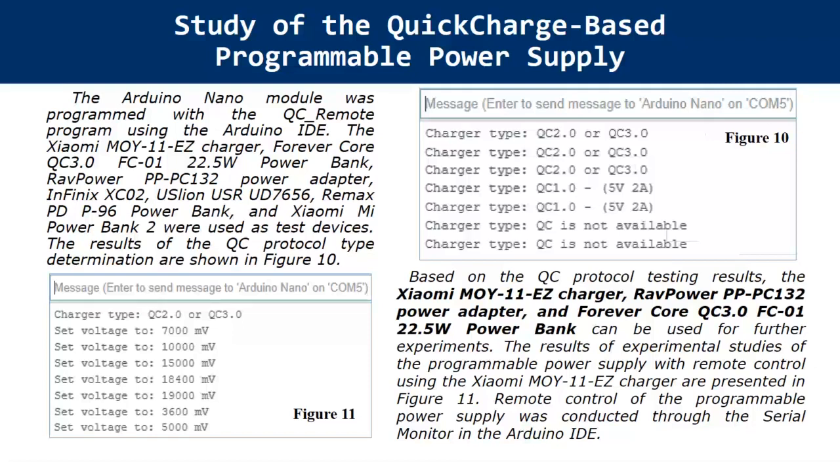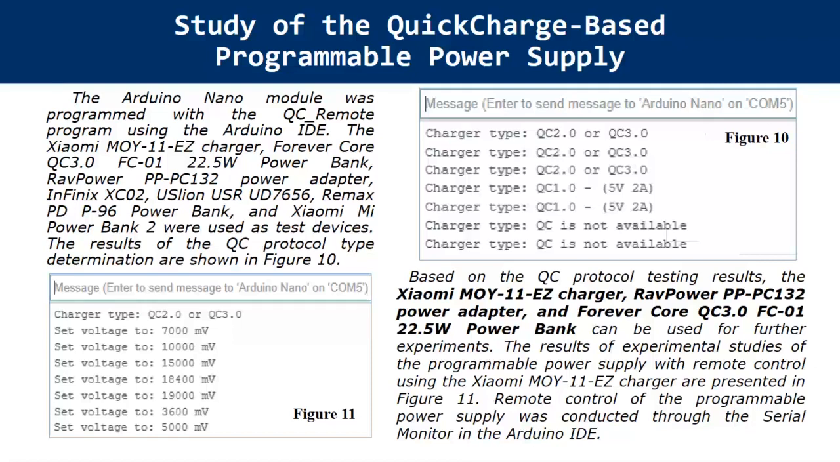The results of the QC protocol type determination are shown in Figure 10. Based on the QC protocol testing results, the Xiaomi MUI 11EZ charger, RAVPower PPC 132 power adapter and Forever Core QC 3.0 FC01 22.5 watt power bank can be used for further experiments.